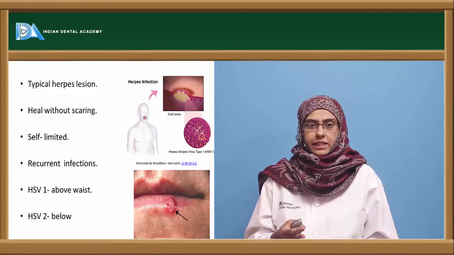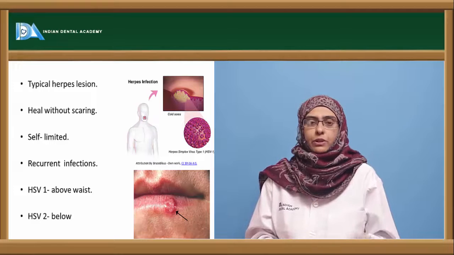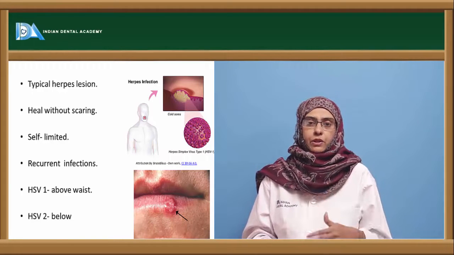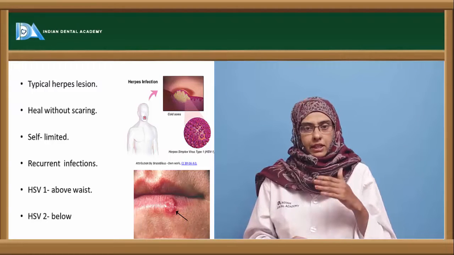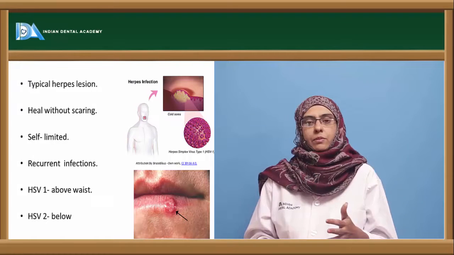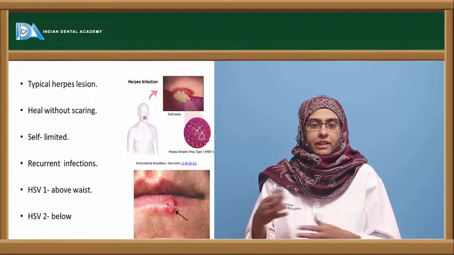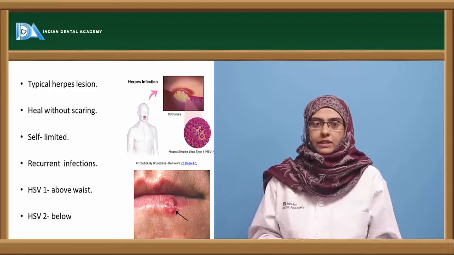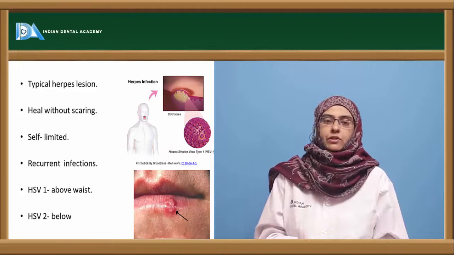Coming to the lesions, HSV1 lesions are mostly produced above the waist, and HSV2 below the waist. But infection due to HSV2 can provide protection against HSV1, while vice versa is not possible. But it is not true in all cases. Again, it depends upon the immune status of the host.